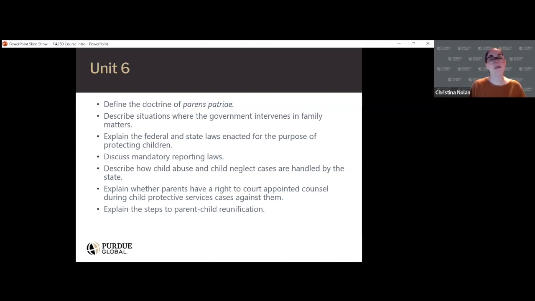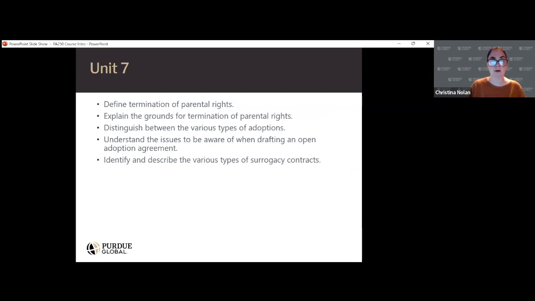And then we look at steps to parent-child reunification. So maybe there's a chance that the parents and child can get back together in that relationship. Unit 7, we look at the termination of parental rights. Obviously, this is a very serious concept. How does this happen? What are the grounds? What is the process? And then we look at adoptions.